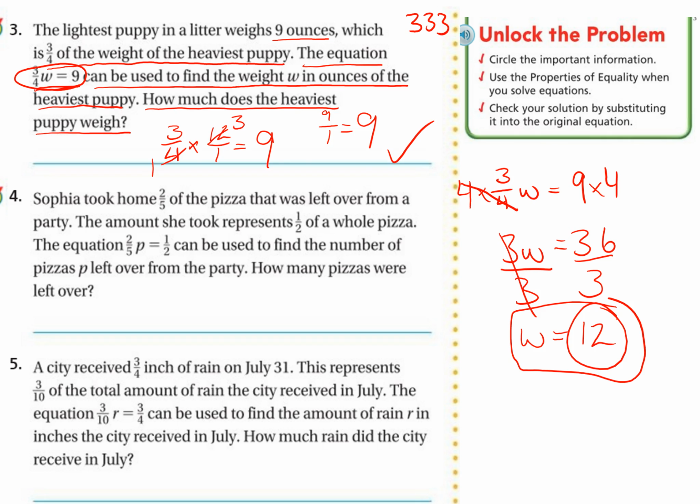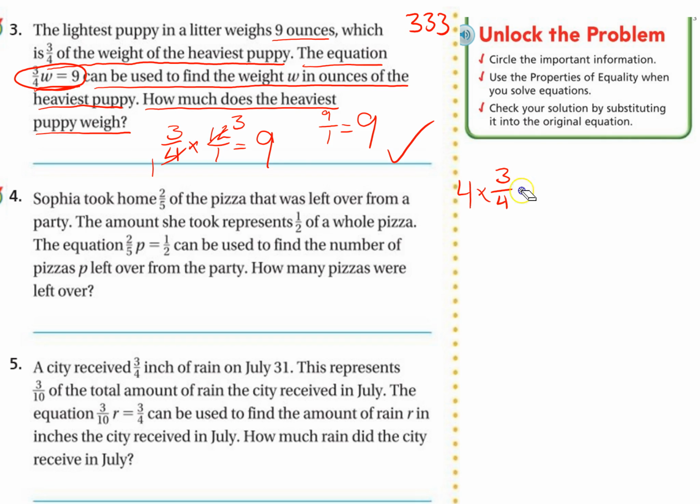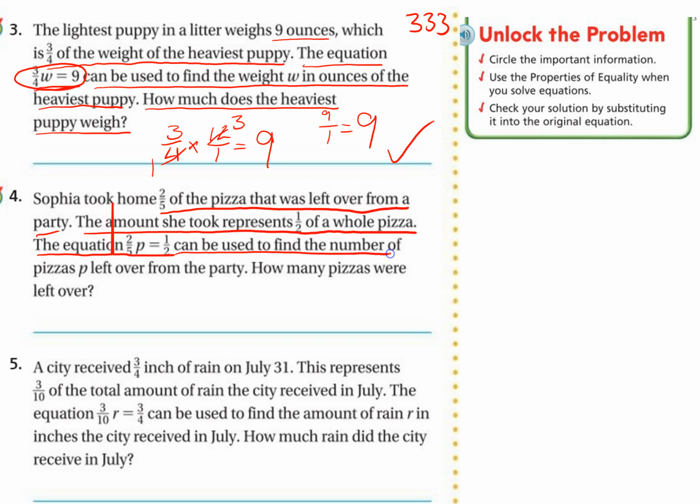All right, I'm going to erase my work. You never need to. Again, you can pause the video at any time or rewind if you need to see something that I've already erased. Okay, let's look at number 4. Sophia took home 2/5 pizza that was left over from a party. The amount she took home represents half of the whole pizza. The equation 2/5 P equals 1/2 can be used to find the number of pizzas P left over. How many pizzas were left over?